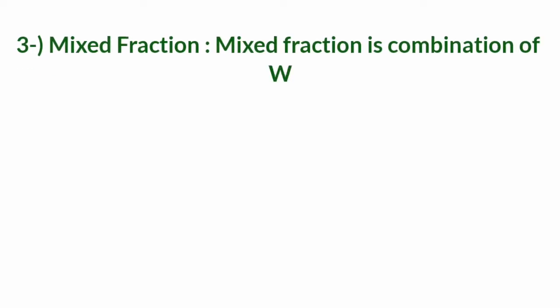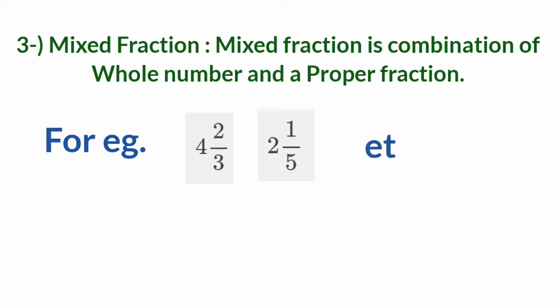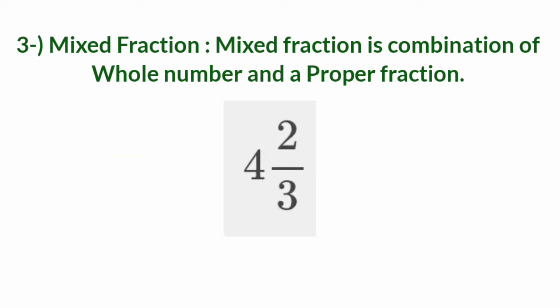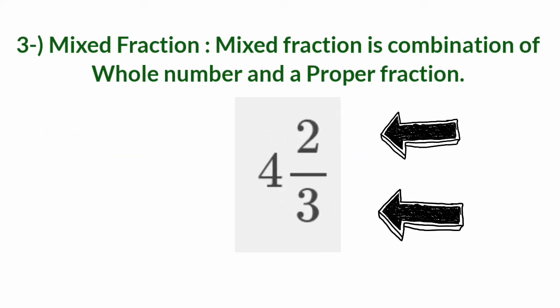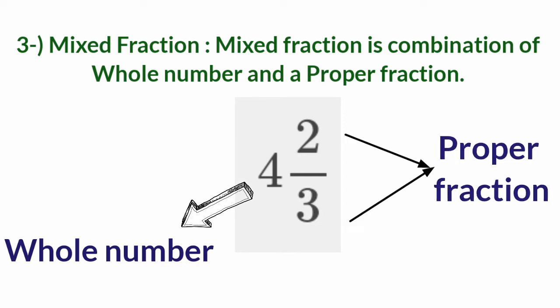Third is mixed fractions. A mixed fraction is a combination of a whole number and a proper fraction. For example, 4 2 upon 3, 2 1 upon 5, etc. Here you can see there is one number above, one number below, and one number between, on the left middle side. The number before the numerator and denominator is a whole number. It means it is not in fraction. It means it is complete. And the numerator and denominator show a proper fraction.